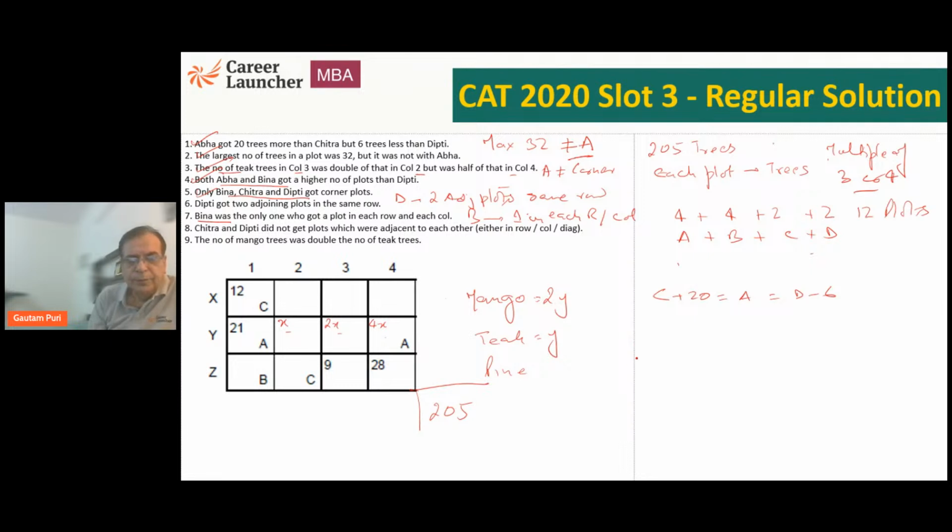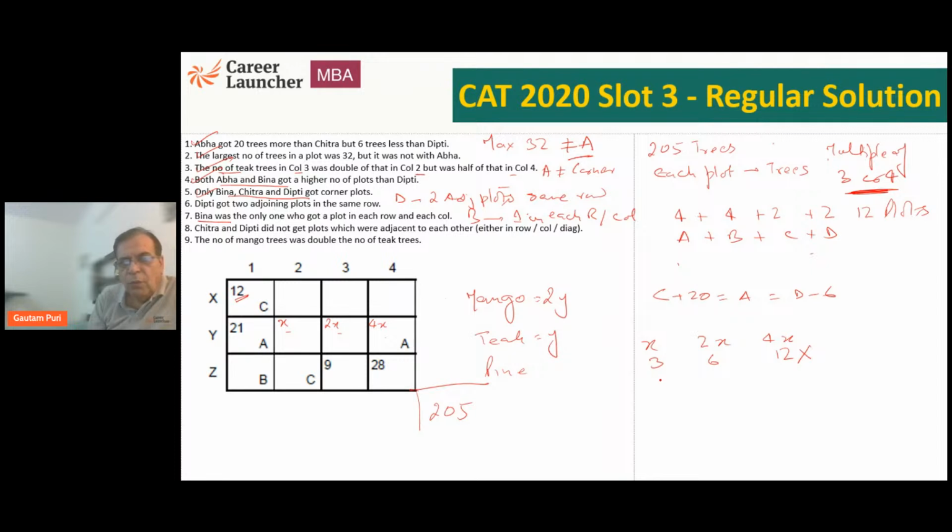Okay. So what are the possibilities of X, 2X, and 4X? Remember, each number has to be a multiple of either 3 or 4. So if X is 3, 2X will be 6, 4X will be 12. This case is not possible. Why? Because 12 trees are already here. Each plot needs to have different number of trees, distinct number of trees. So this is not a viable case for me.